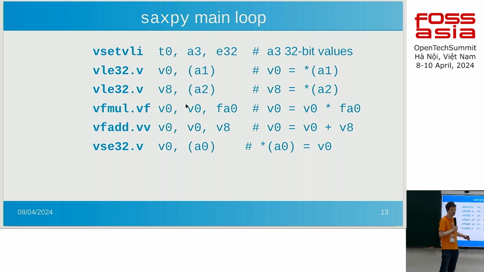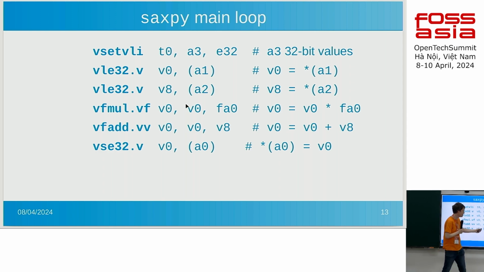VF means one vector and one floating point value, or one scalar value, or one singular value, if you will. The next one you have is VV, which means we are operating with two vectors. And here VF means we have one vector and one scalar. So this calculates FA0 times V0 for each element in V0 and puts the results back into V0. In assembler, usually the result is in the first parameter.